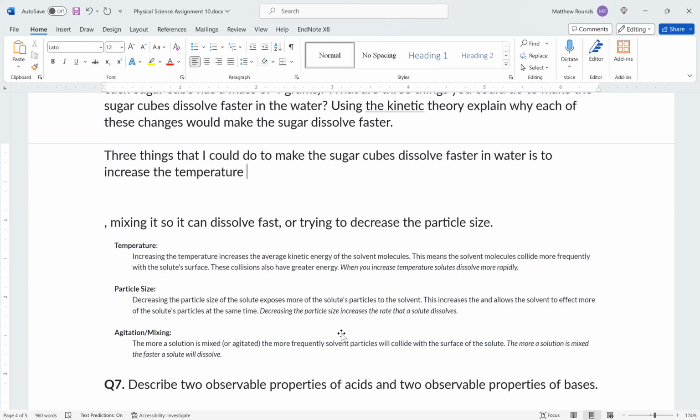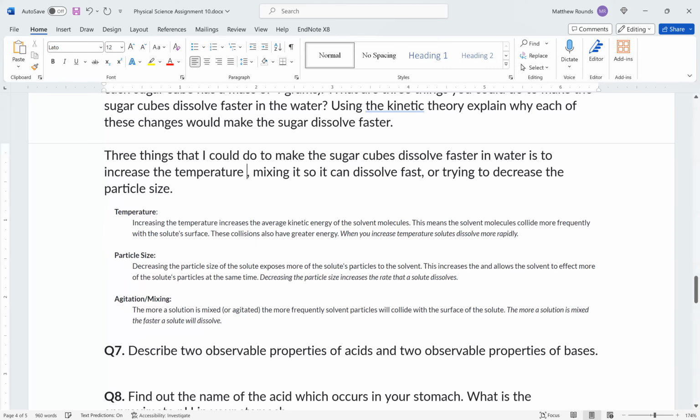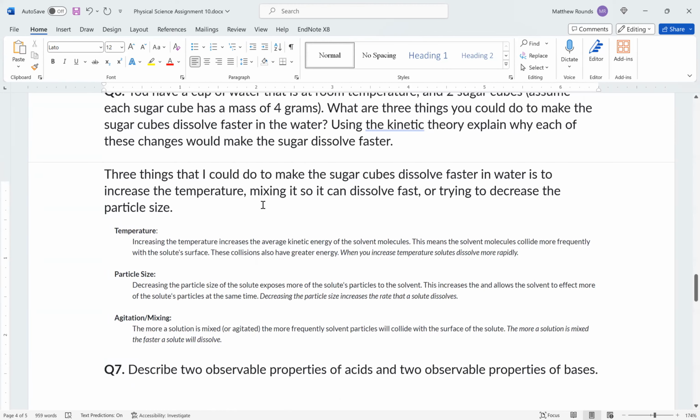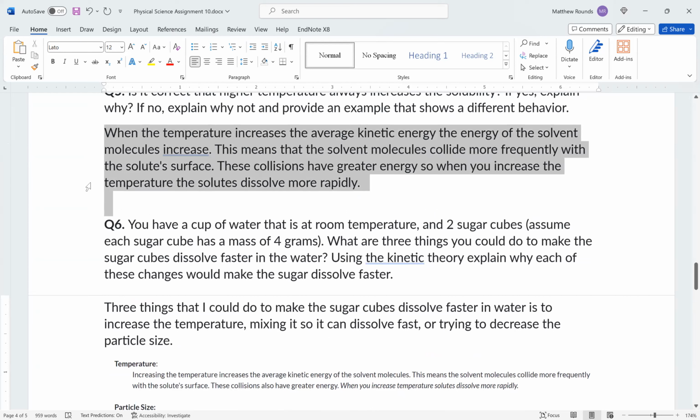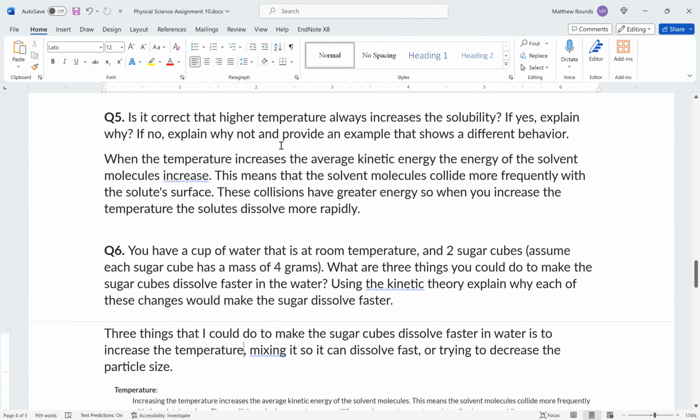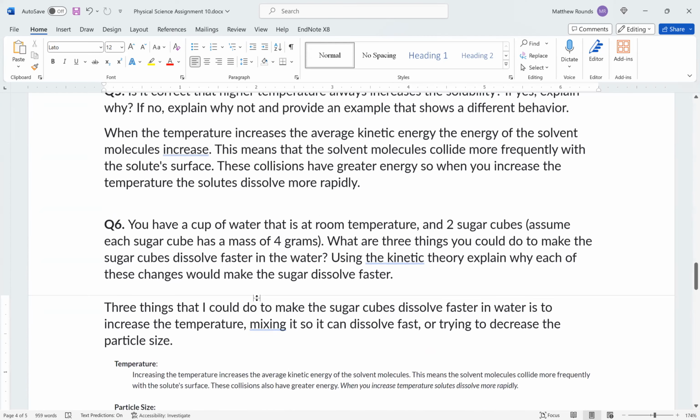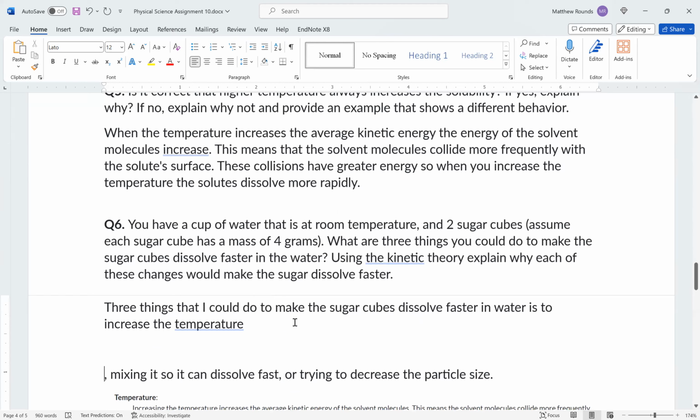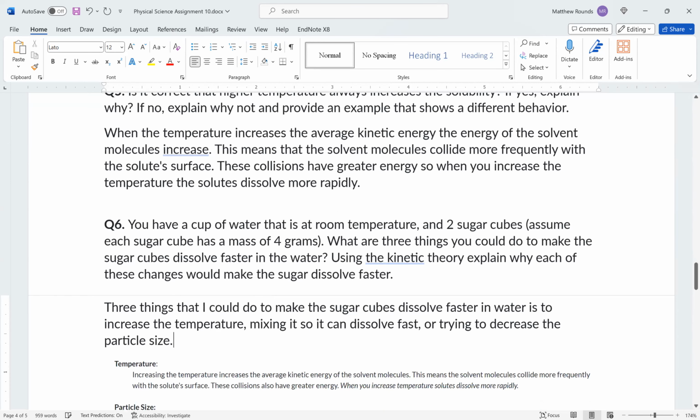So hold on. I'm a little lost again, and I apologize for that. What more should I add again? Because I just want to make sure I don't make a mistake. Okay. What you have written for question 5, you can reuse for question 6, but I would slightly reword it. I wouldn't have as much there. I would just talk about when you say increase the temperature, mixing it, dissolve faster.